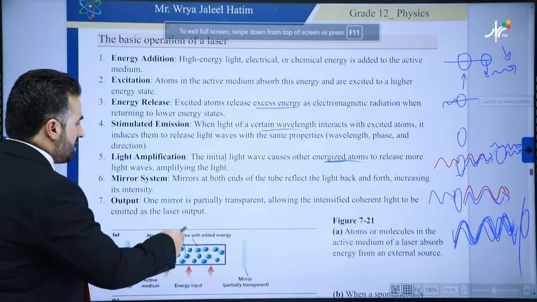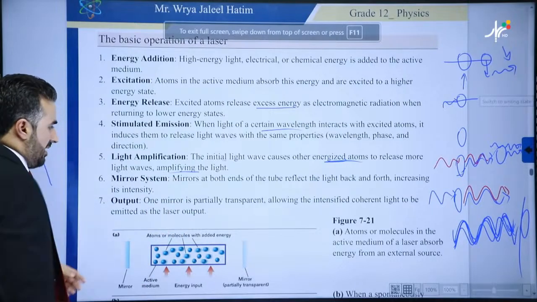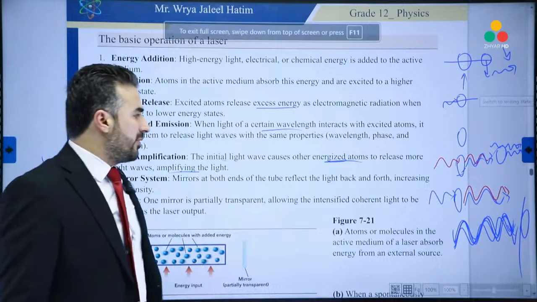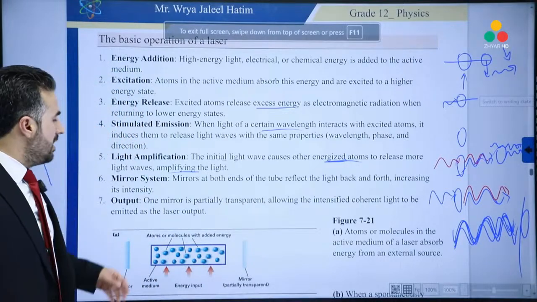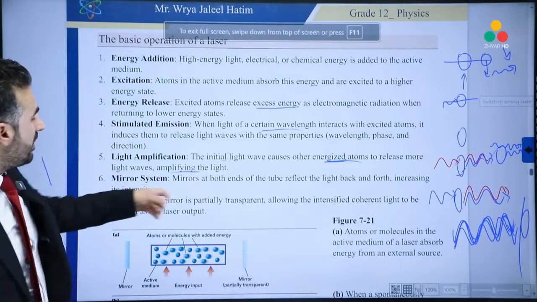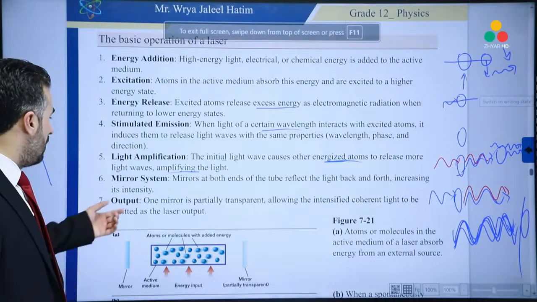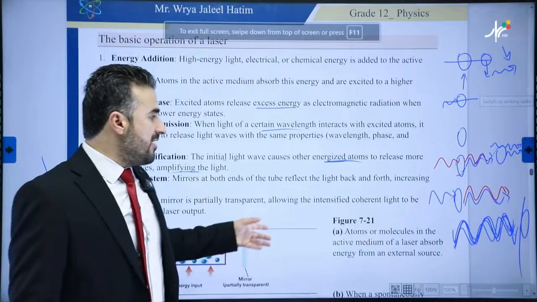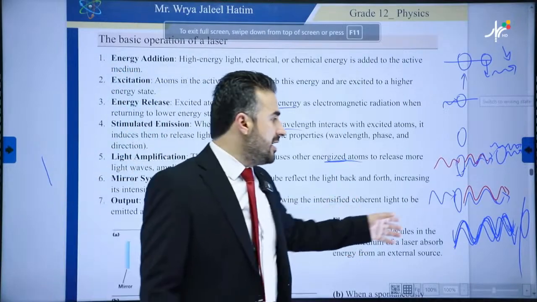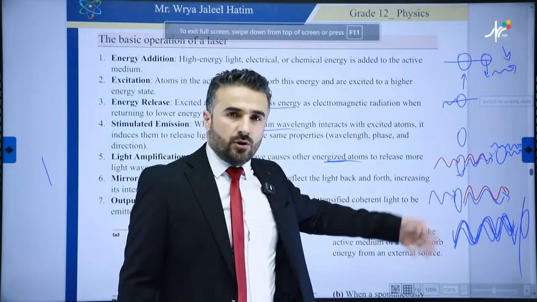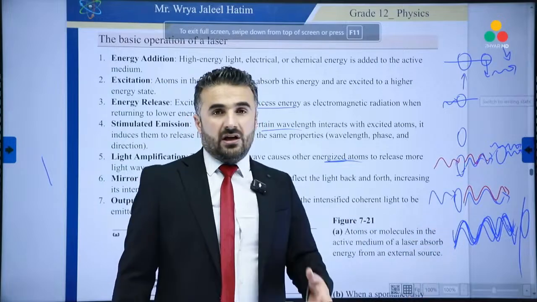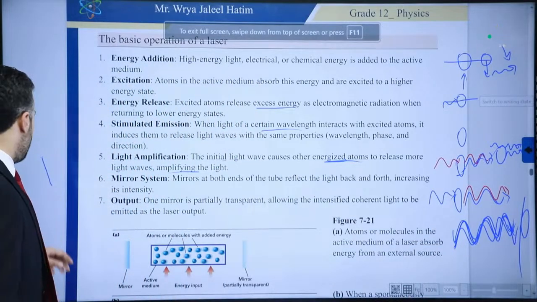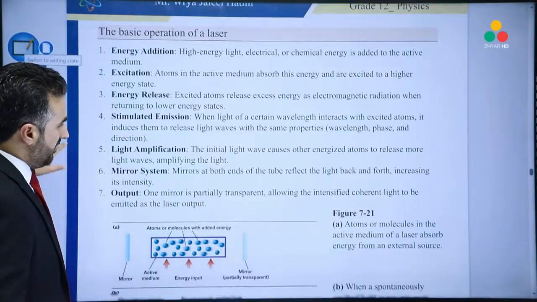And then after amplifying this, we have a mirror system. Mirrors at both ends of the tube reflect light back and forth, increasing the intensity of the light. And then eventually we have the output. One of the mirrors is partially transparent, and once we have enough light intensity, the light can finally go out of the laser, and we can see the laser light. That would be the basic process of laser light.